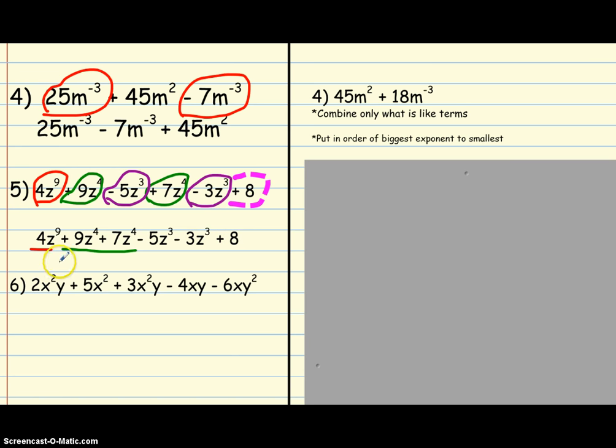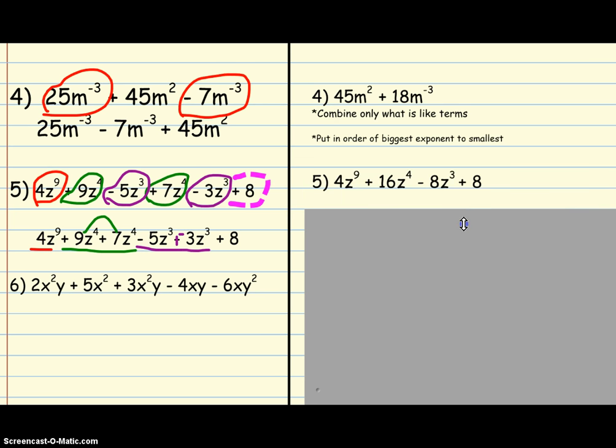Alright, let's go ahead and combine them now. 4z to the 9th we said was all by itself. We're going to add 9 plus 7 to get 16z to the 4th. Then we've got minus 5z minus 3z to the 3rd. Again, we want to change it to adding the opposite. Negative 5 plus negative 3 is negative 8z to the third, and then we have our plus 8.